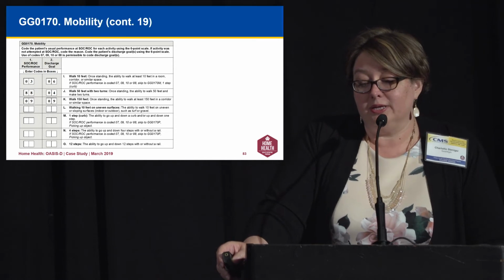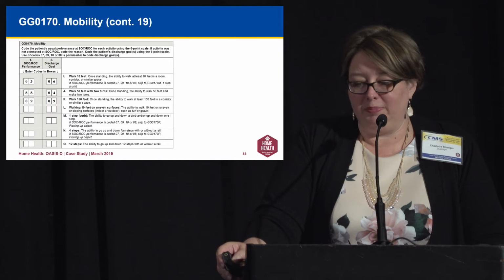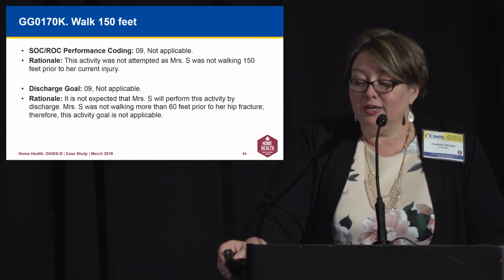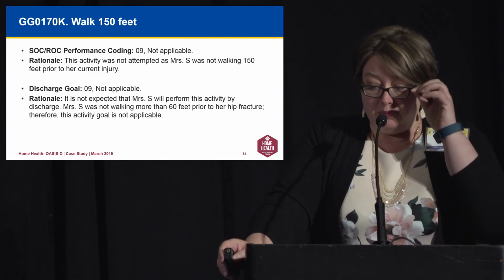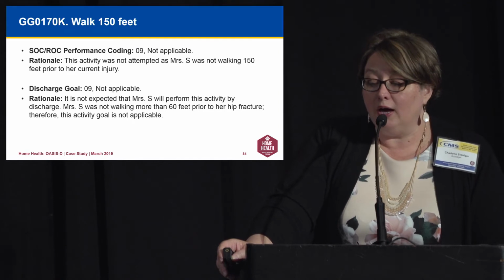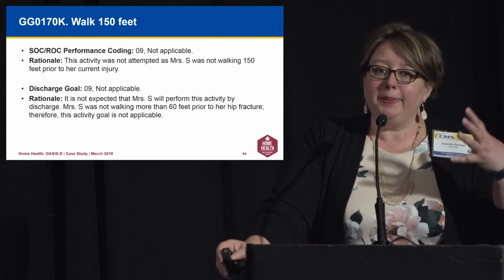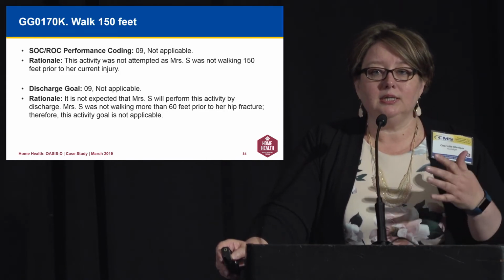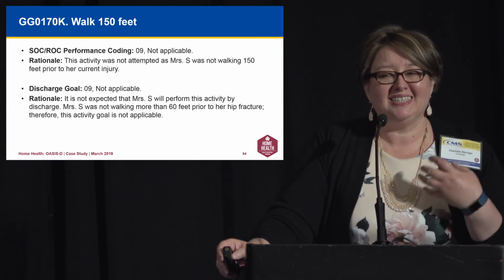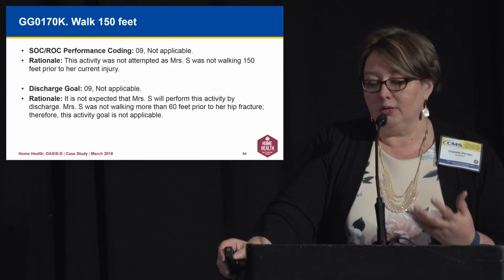And our coding is 09 and 09. Okay, let's think about why it would be 09 and 09. The rationale is that we are considering this not applicable because the activity was not attempted, as Mrs. S was not walking 150 feet prior to her current injury. So again, that past medical history really does help inform us to some extent about how we're going to be doing coding, especially when we're using that not attempted code. That's going to be really essential.